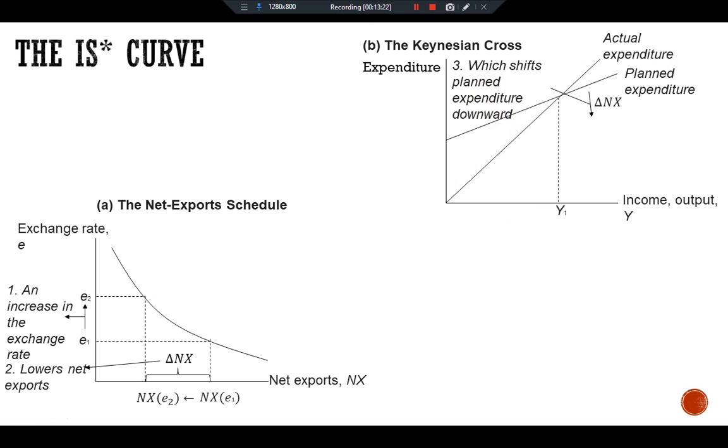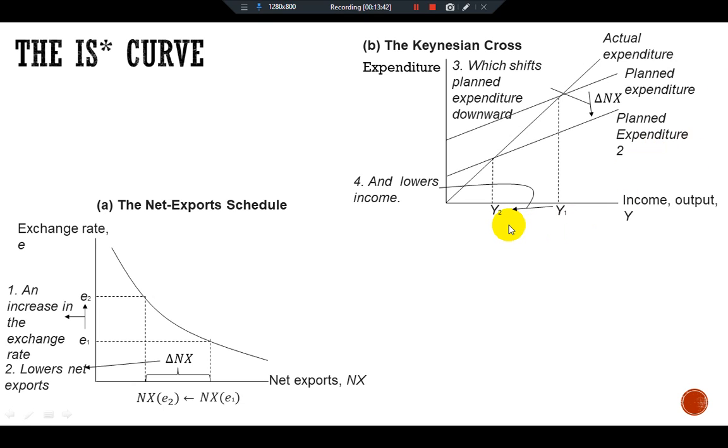This downward shifted planned expenditure curve will intersect the actual expenditure curve at this point, and we have a lower national income, from Y1 to Y2. So let's draw the IS star curve here. We have the income output on the x-axis and the exchange rate E on the y-axis. Previously we had the interest rate as the variable on the y-axis.